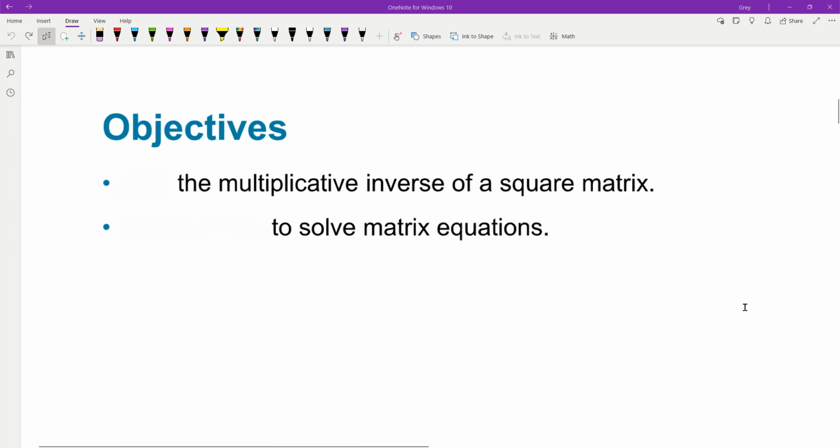So our objectives in today's video are to find the multiplicative inverse of a square matrix, and then to use inverses to solve matrix equations.